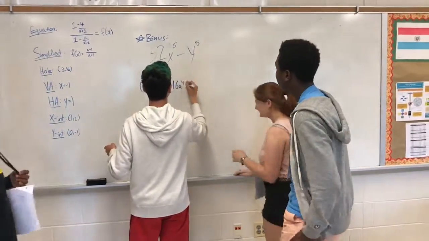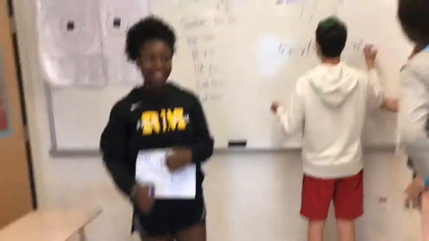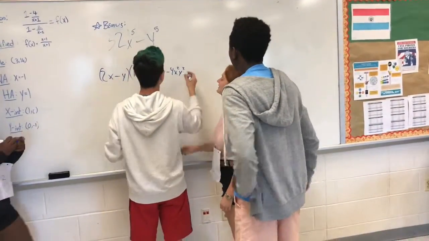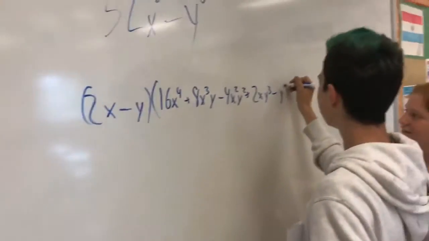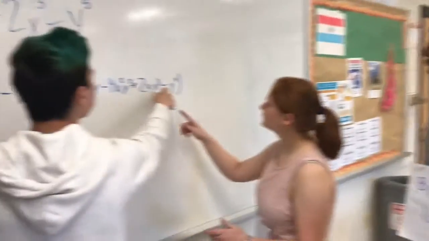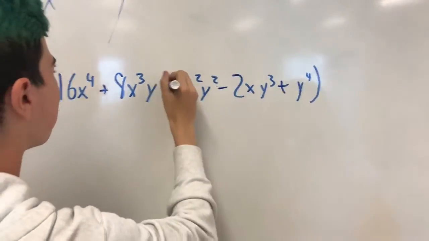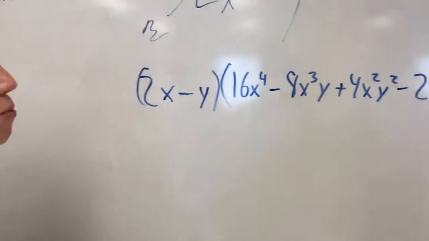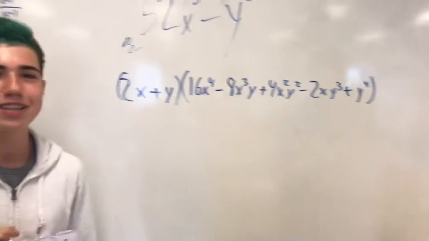And so 16x to the 4th plus 8x cubed minus 4x squared. Wait a minute, I don't think this is right. Something's wrong. Ending with a negative is not possible. So it has to be plus. If you expand it, it doesn't get the right answer. This is supposed to be a plus. This is the correct answer.